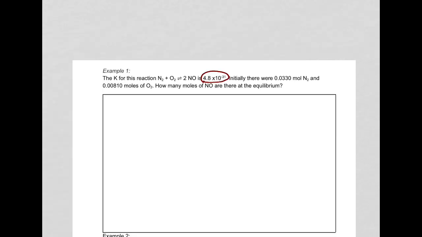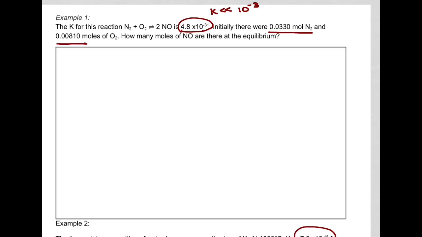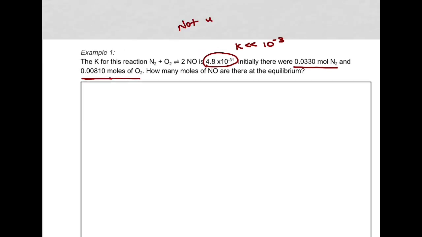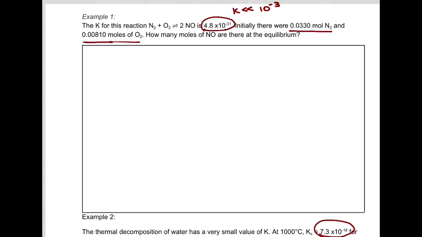So let's see how this applies. It says that the value of K is this. So you can see that K is very small. And it tells you initially you have this much of N2 and this much of O2. When you have these questions, you will not use the RICE method. It's not going to apply. You don't have initial, change, equilibrium, because, like I said, the change is going to be very small. Change is too small. So we're not going to have that table here.